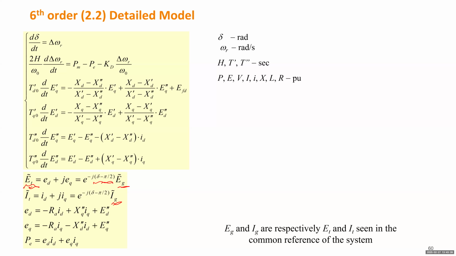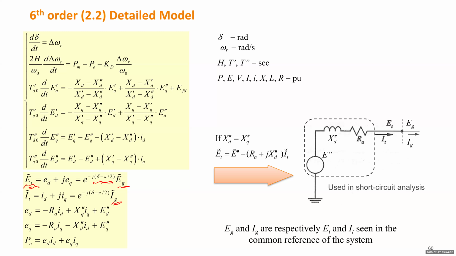Why do we need to consider a common reference? When you have many generators, you have to define a common reference. Okay, so the ET, IT for each generator in that common reference will be the EG and IG. So you need to change the angle. For a round rotor generator, if you ignore the difference of the ED and EQ double prime, you'll have this simple circuit, and that circuit is typically utilized for short circuit analysis to calculate the fault current. Okay, so this is the summary of the 2.2 model.